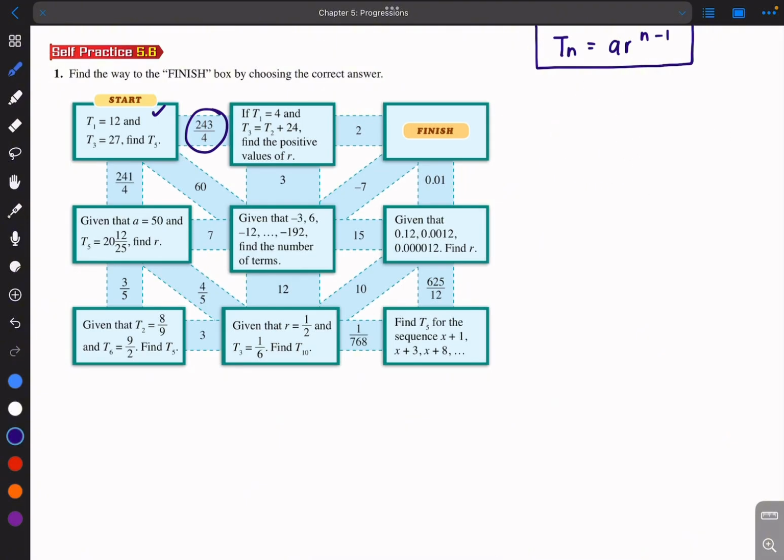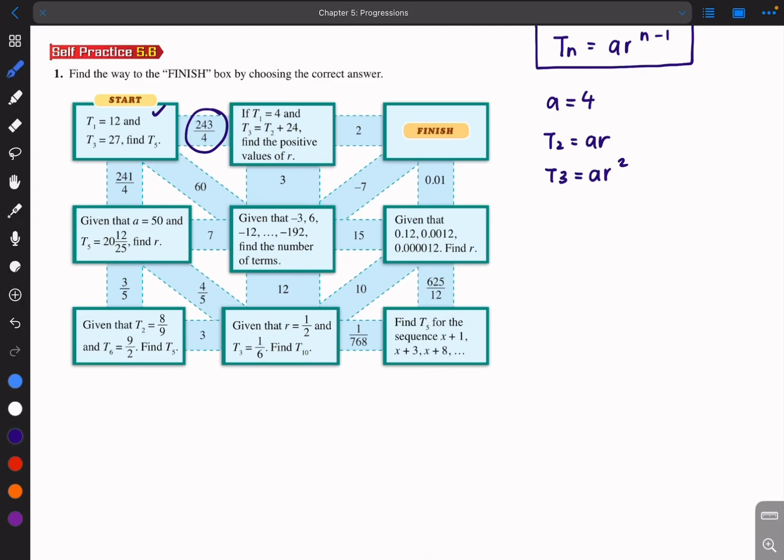Okay. If T1 is 4 and T3 is T2 plus 24, find the positive value of r. Okay. So T1 is 4. That means a is 4. T2 will be ar. Okay, let me just write here. T2 will be ar and T3 will be ar^2. Because T2 will be ar^(2-1). 2 minus 1 is basically just 1. So ar to the power 1. T3 will be 3 minus 1, so ar, 3 minus 1 is 2, ar^2.